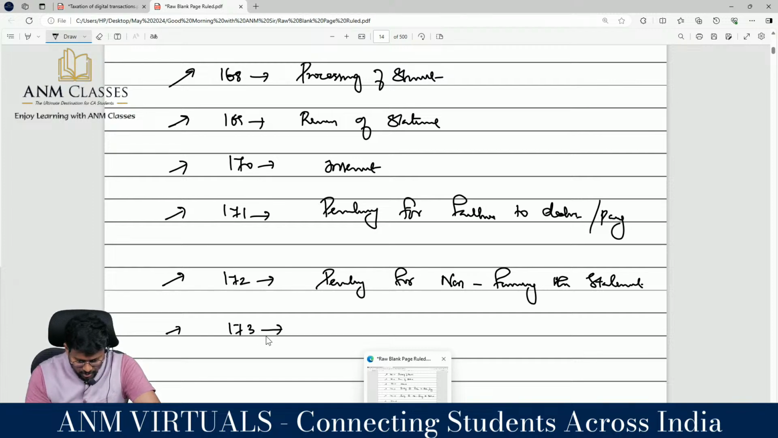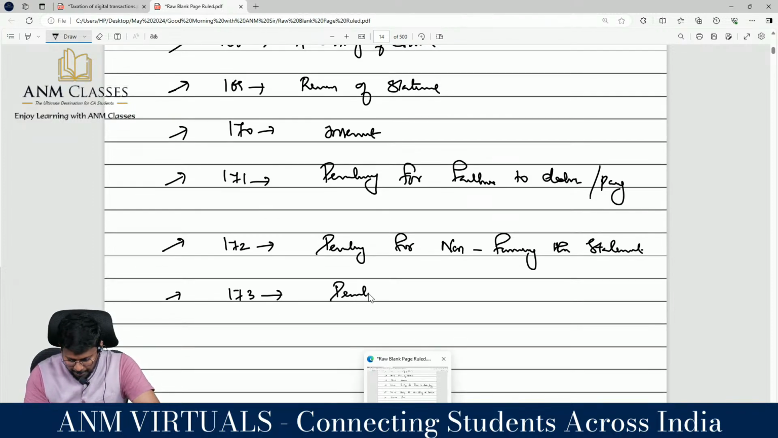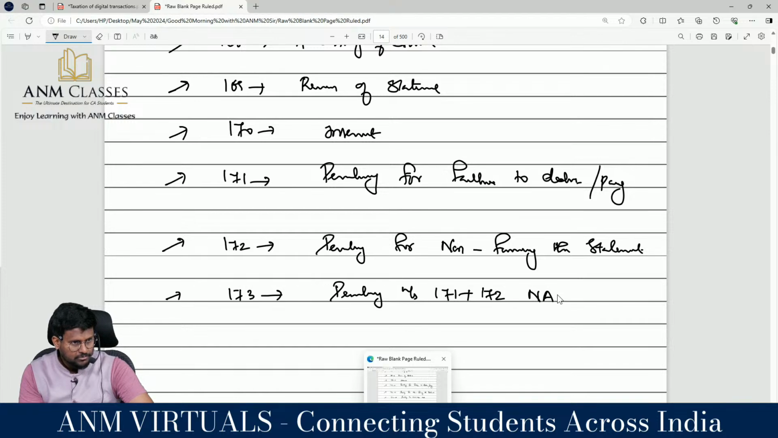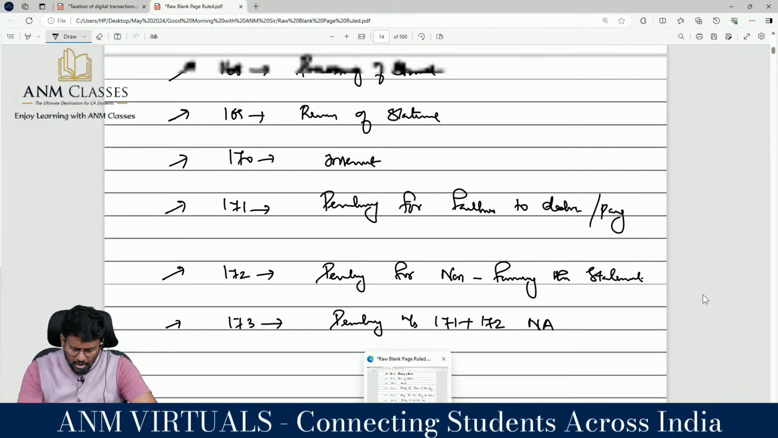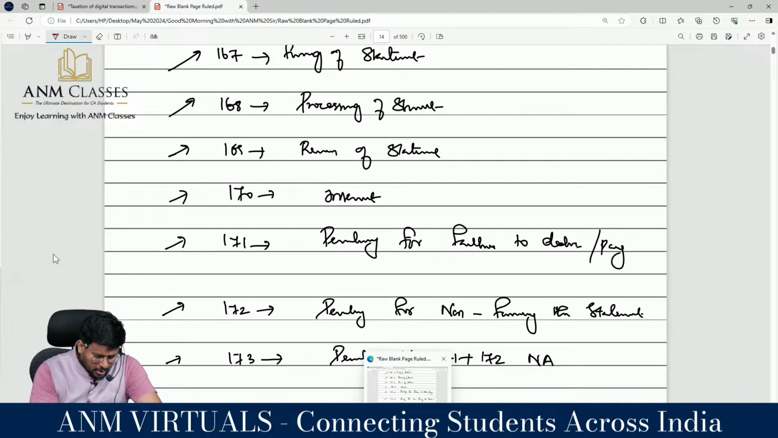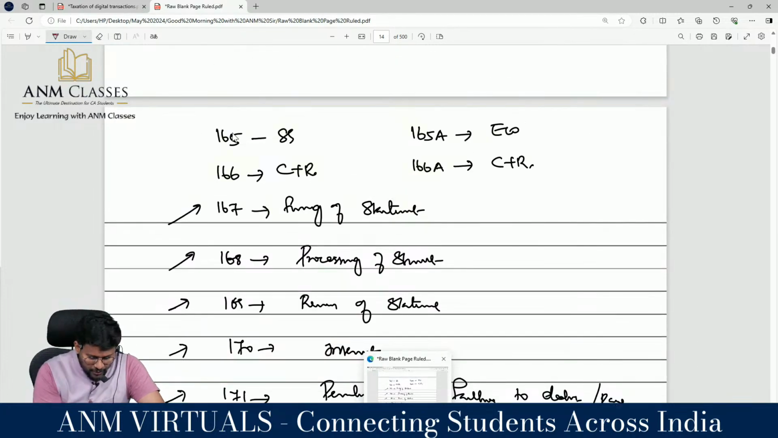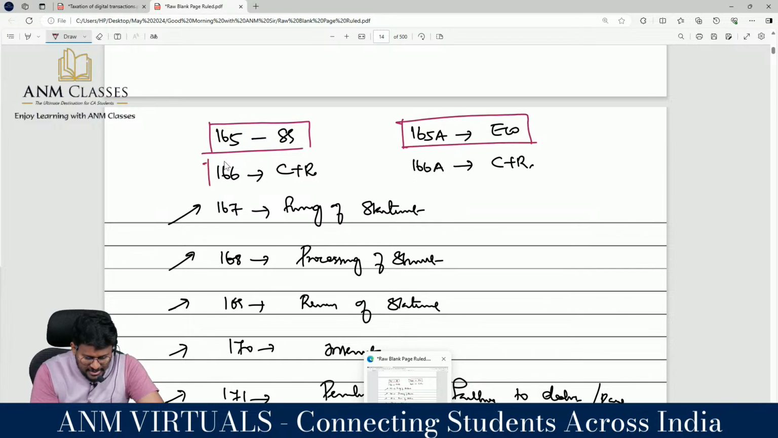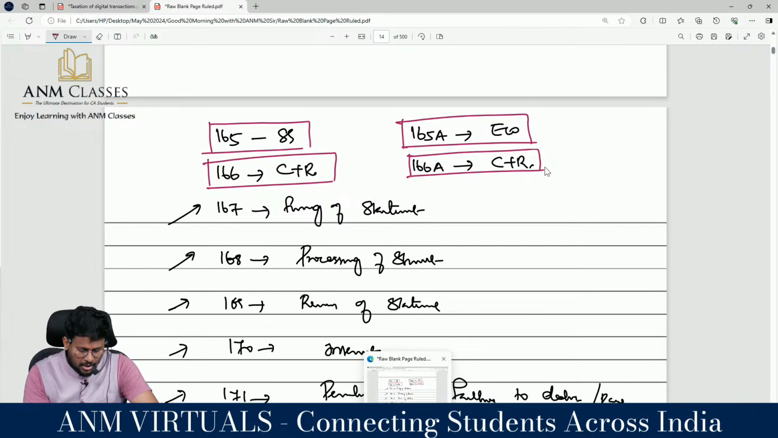173, penalty under 171 and 172 not applicable. You have to help me. I'm going to fill it. This is the way we have started. 165, 165A, 166 and 166A. These are the applicability or charging sections. This is collection and recovery.